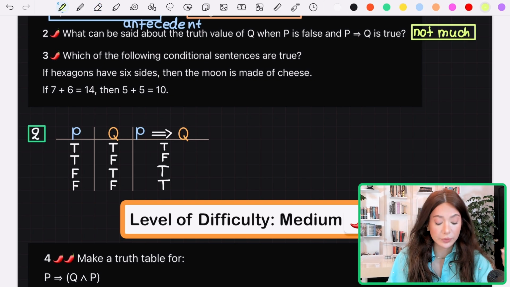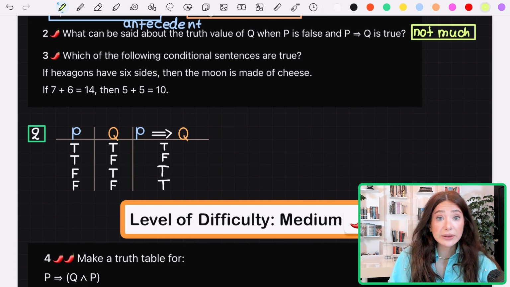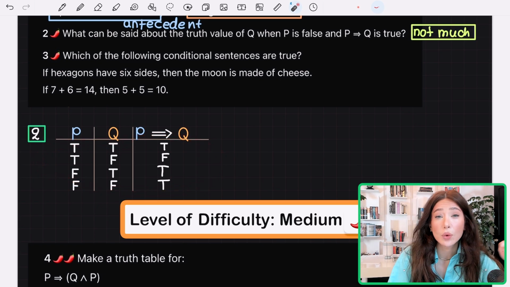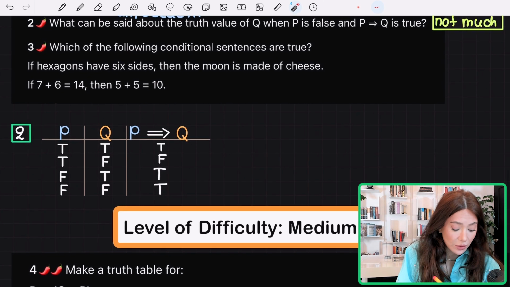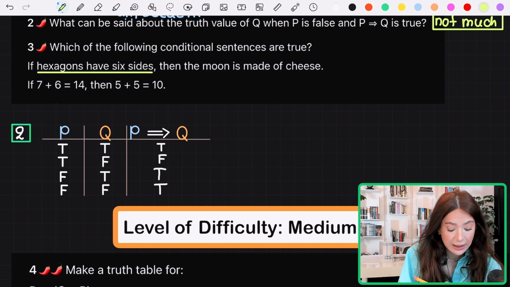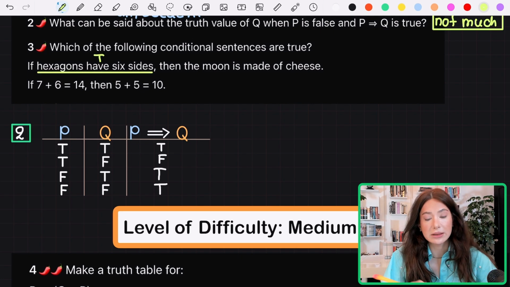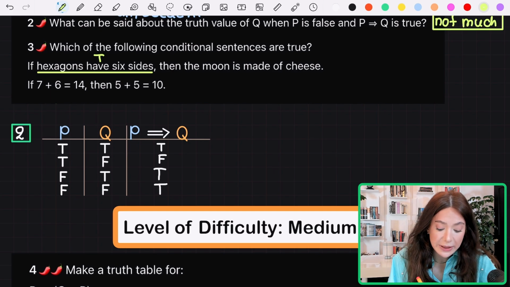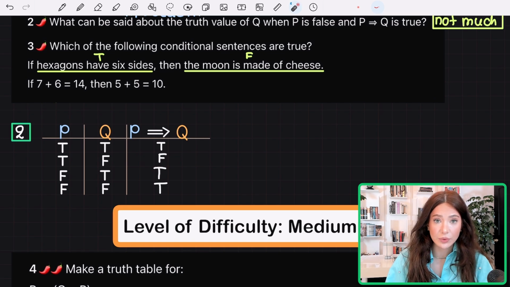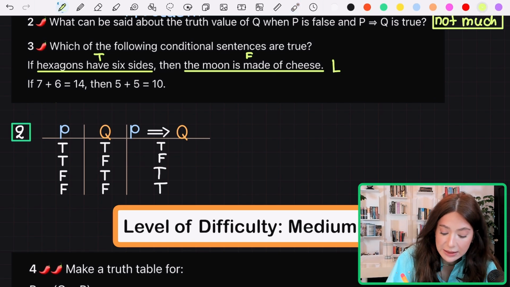All right, question number 3. Which of the following conditional sentences are true? Here they're asking you which row you find yourself in for these conditional statements. If hexagons have 6 sides, this is the antecedent and it is true. Let's see what the consequent is: then the moon is made of cheese. This is false. So what can we say? When the antecedent is true and the consequent is false, we find ourselves in the second row and the entire statement is false.